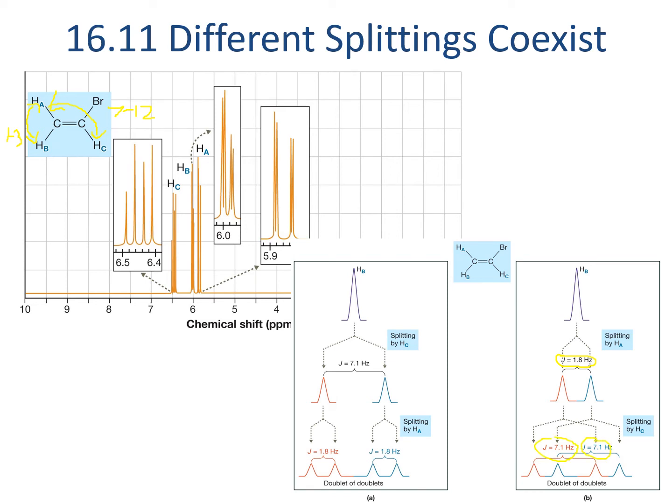Notice that now we have 4 peaks, but the 4 peaks aren't in the 1 to 3 to 3 to 1 ratio that would be predicted by Pascal's triangle, and they're not in a 1 to 2 to 1 ratio that would be predicted by 2 neighbors. Because the 2 neighbors have different splitting constants, we end up instead with a doublet of doublets, 2 pairs of signals that are each 1 to 1.